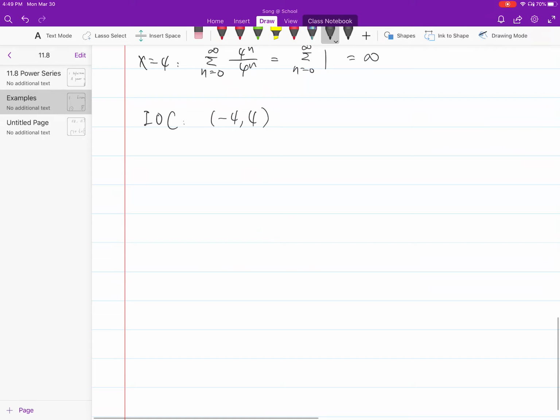Okay, let's check another example. This time, let's make things a little bit more interesting. Let's take the sum of (x minus 2) to the n over n times 5 to the n.